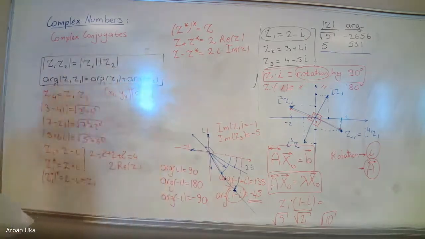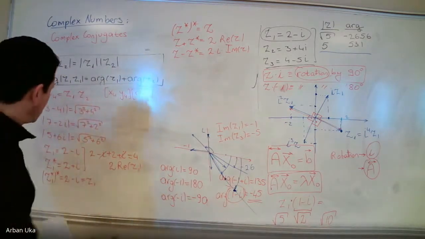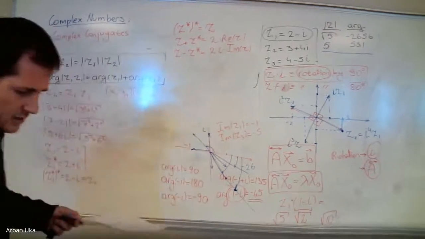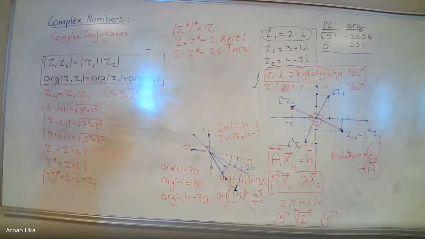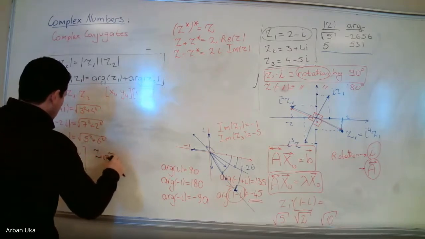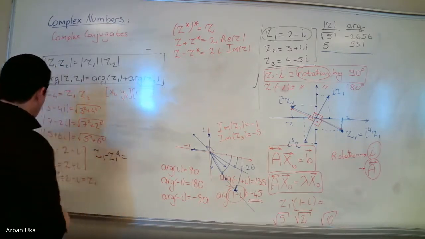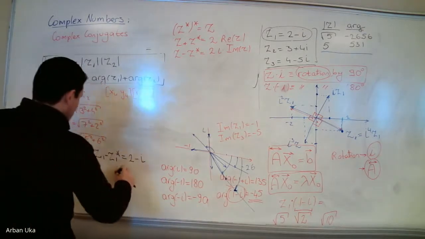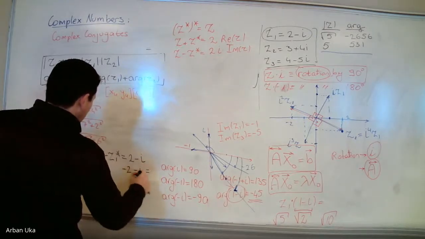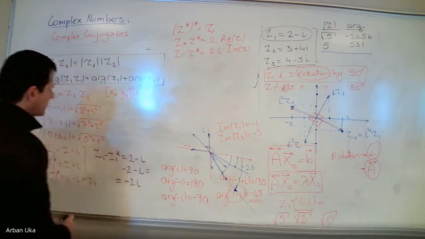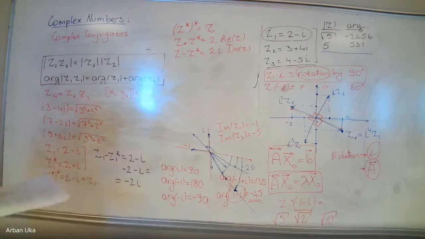Okay, if we have any doubt, we can check this. I think this was clear, but let's check. Here we have Z1 minus Z1 complex conjugate. This is equal to 2 minus i minus 2 plus i, and this is equal to 2 minus 2, which is 0, but minus i minus i, this is minus 2i. Okay, so this is what we obtained here.